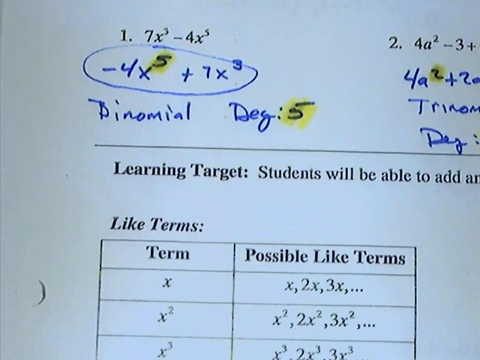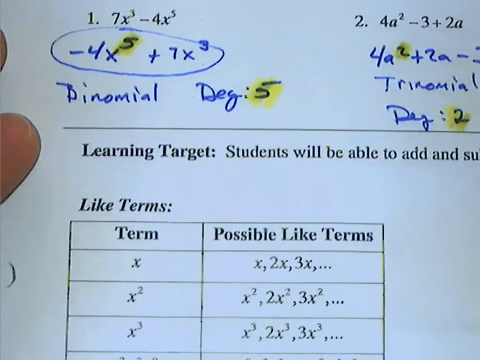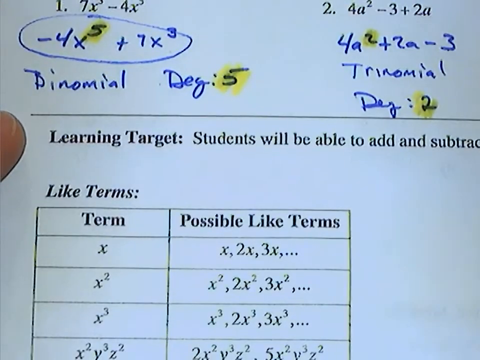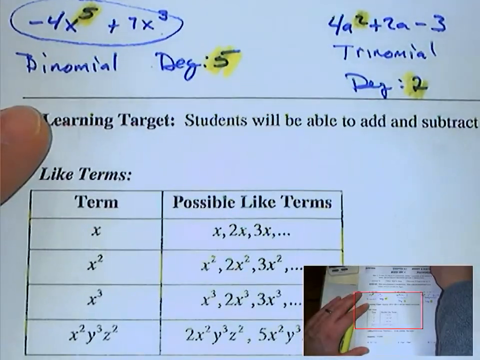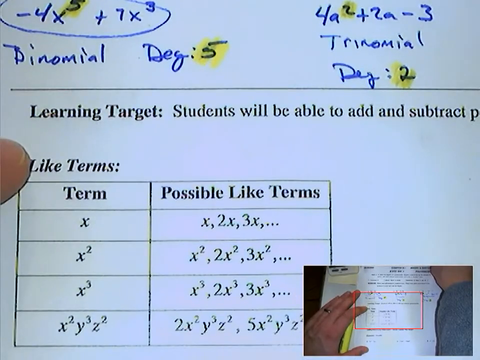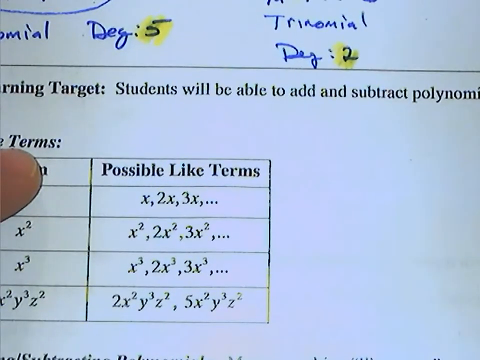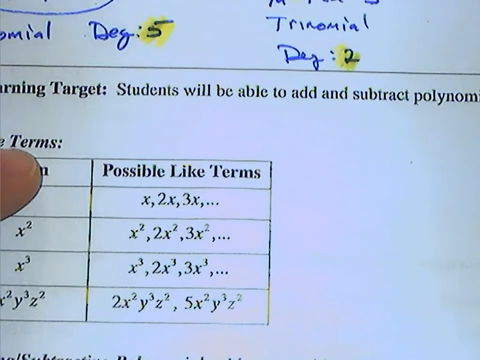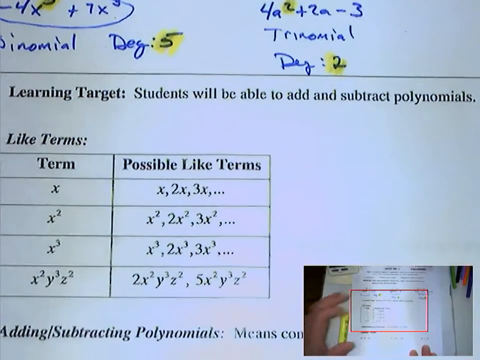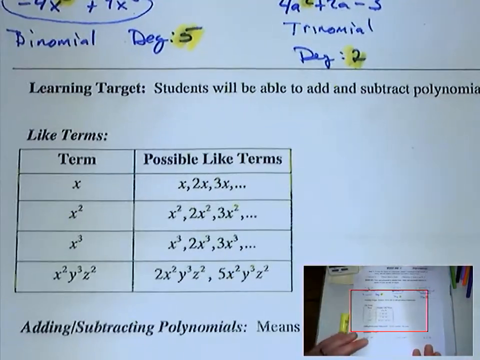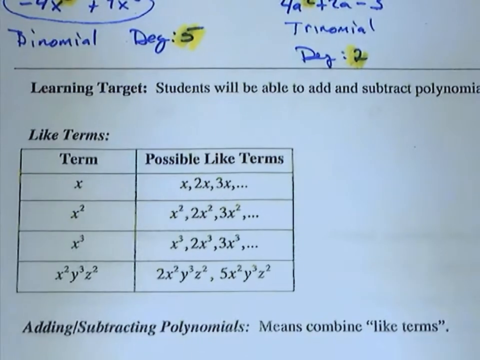All right. So goals, learning goals. Students will be able to add and subtract. And let me zoom out just a touch. So students are going to be able to add and subtract polynomials. That's our goal for today. All right. So take a look. When we are adding and subtracting polynomials, we're going to be adding and subtracting like terms.